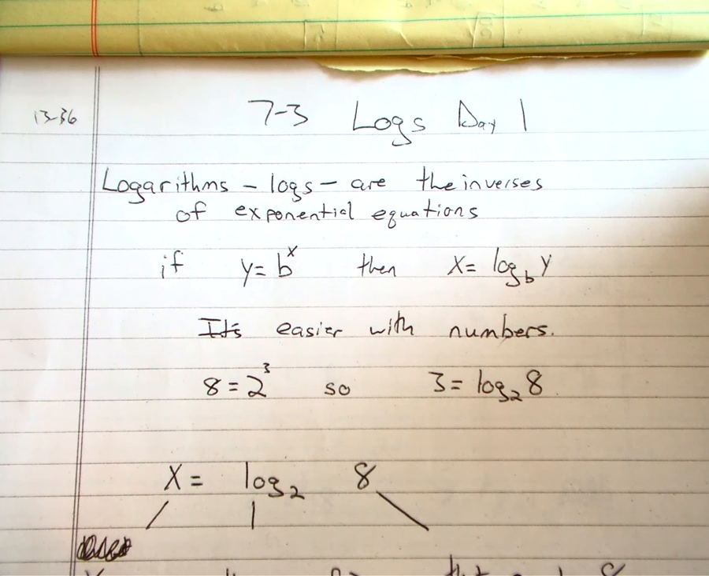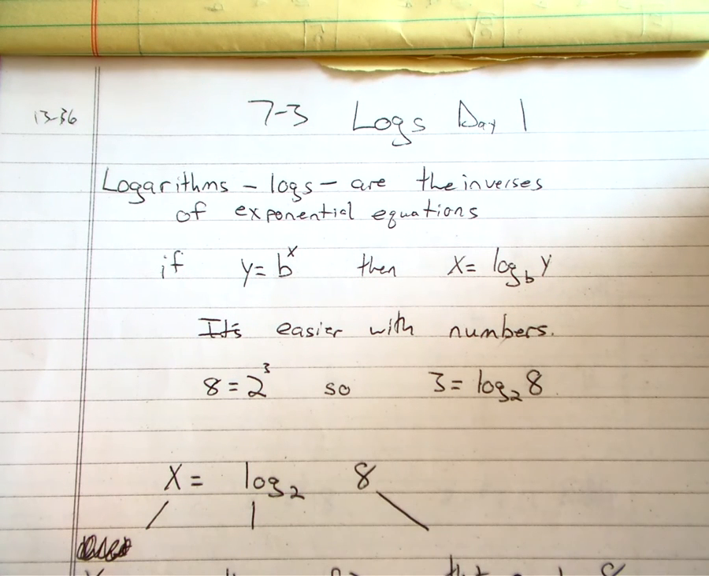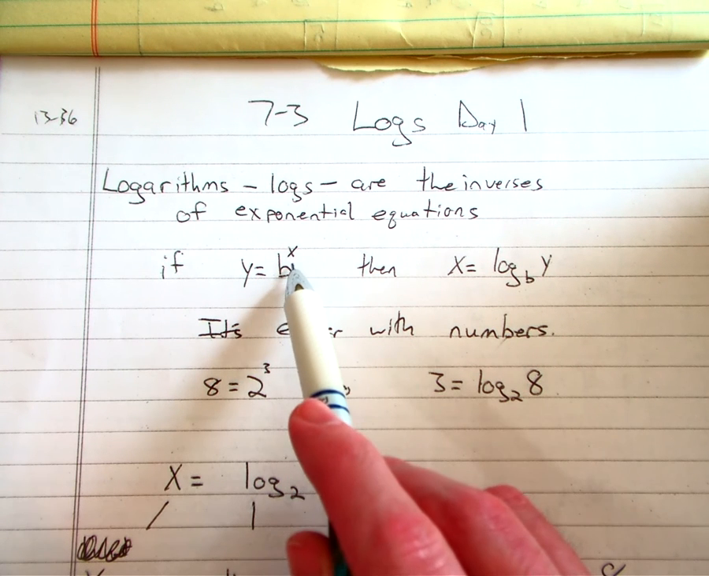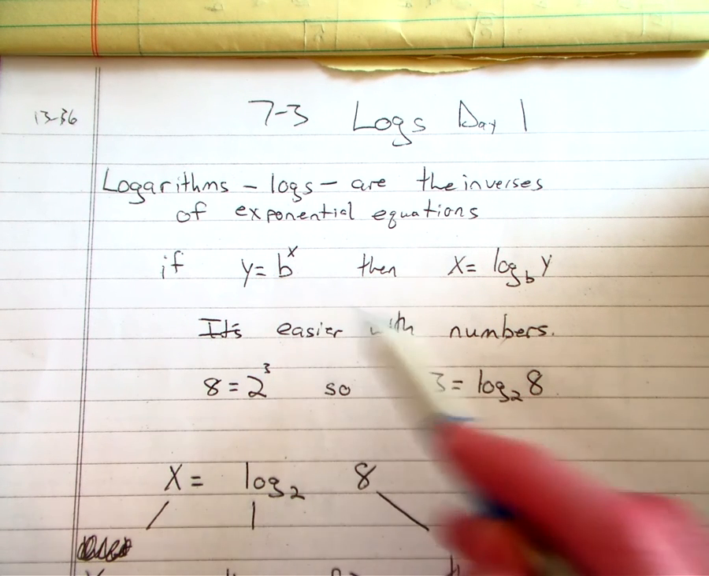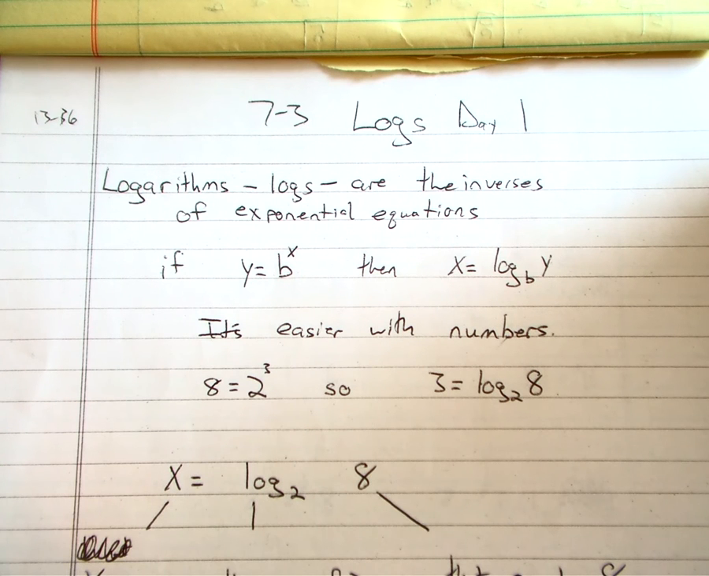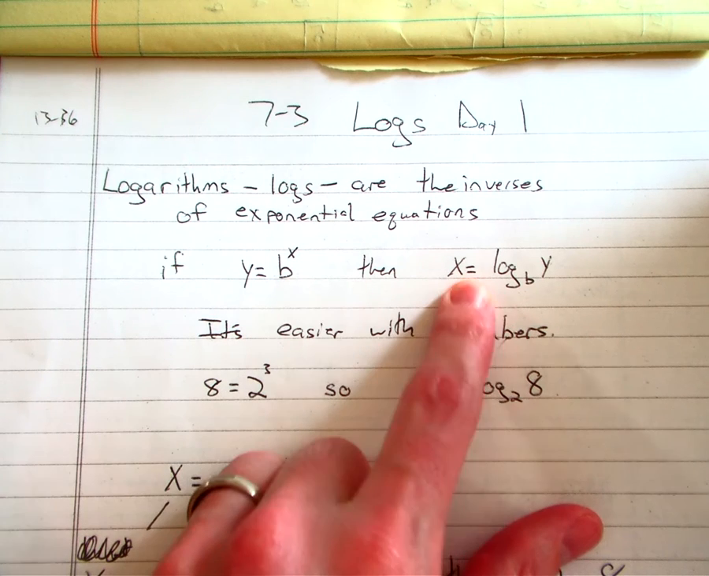This is going to be the only day we're going to have on 7.3 for our quarantine virtual math class. So we're talking about logarithms. Logarithms, or logs, are the inverses of exponential equations. Remember, exponential equations have the x in the exponent. So a log is going to go in reverse. It's going to take it backwards. It's going to undo that. The answer is usually the exponent.